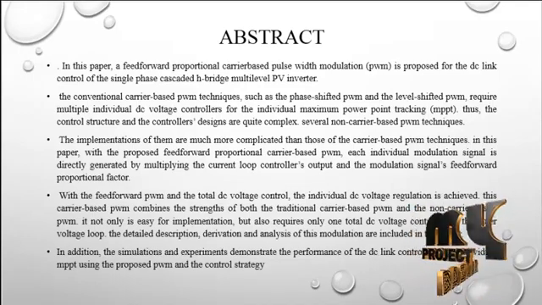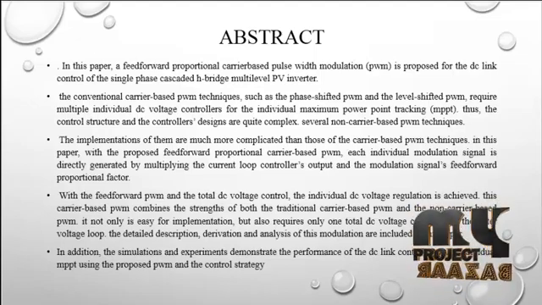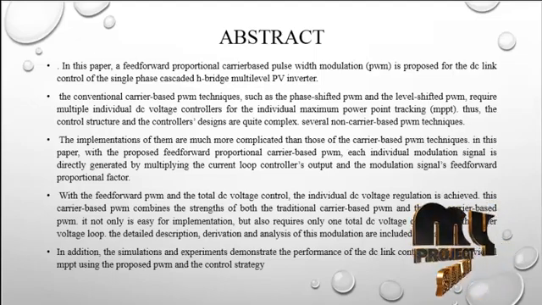This paper presents a feed-forward proportional carrier based pulse width modulation for DC link control of a single phase cascade H-bridge multilevel PV inverter. The conventional carrier based PWM techniques, such as phase shift PWM and level shift PWM, require multiple levels of DC voltage controllers for individual maximum power point tracking. Thus, the control structure and controller design are quite complex, and several non-linear carrier-based PWM techniques are even more complicated to implement than the carrier-based PWM technique.